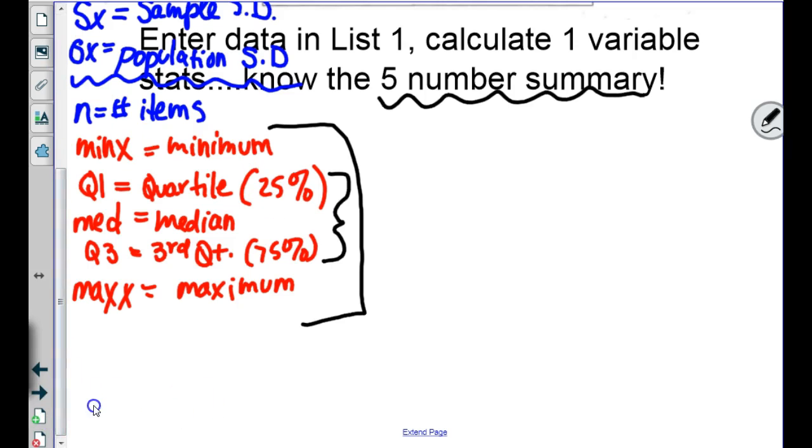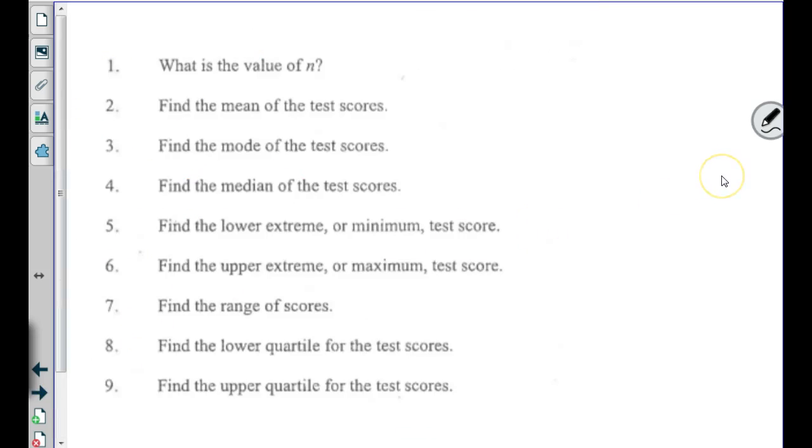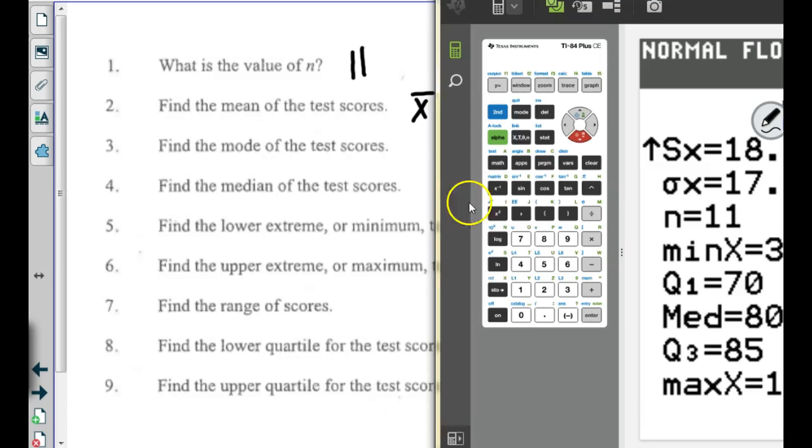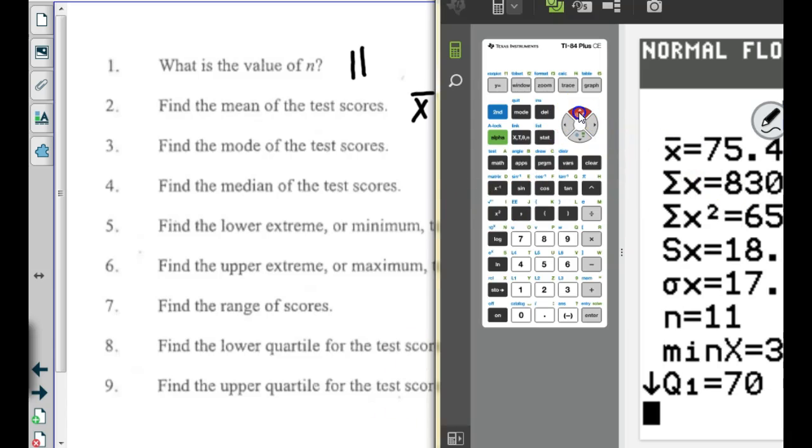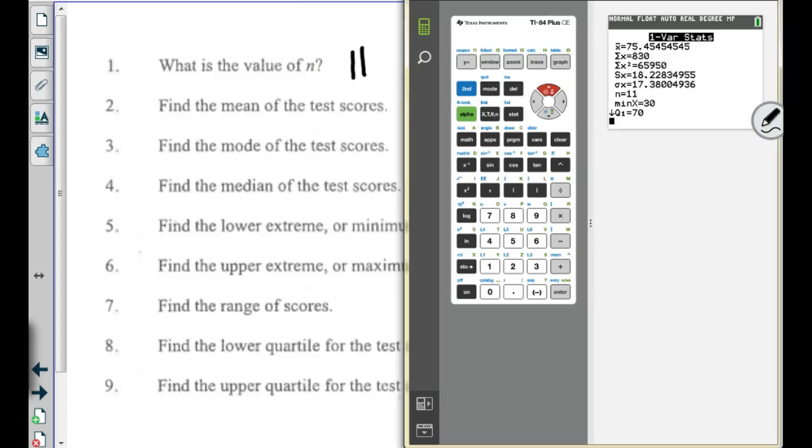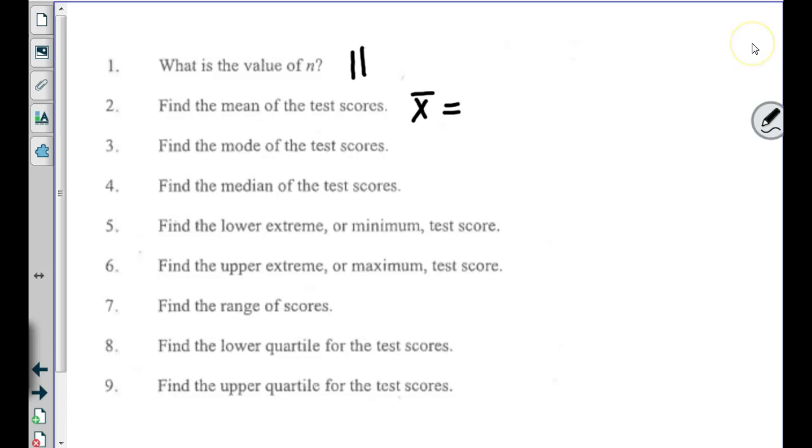All right. Let's go to the list of questions. So help me here. What is the value of n for our list? Wasn't there 11 items and we found n is 11? Find the mean of the test scores. That was X bar. Anybody? What was it? Guys, the mean was, you can scroll back up, 75.45, yes? Does anybody need help? Get them typed in, find those one variable stats.